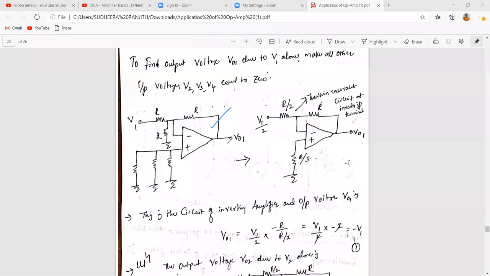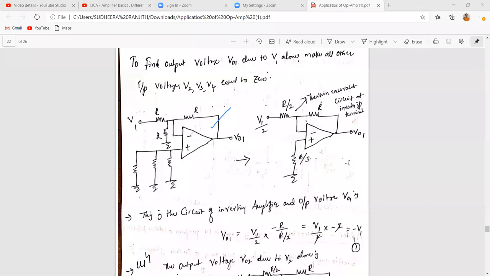V1, sir. Not V1. Anyone? V1 by 2, sir. R parallel lo unnai, sir.